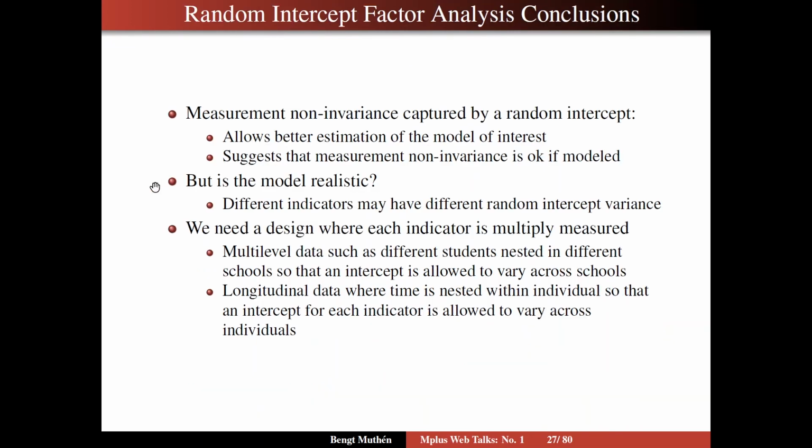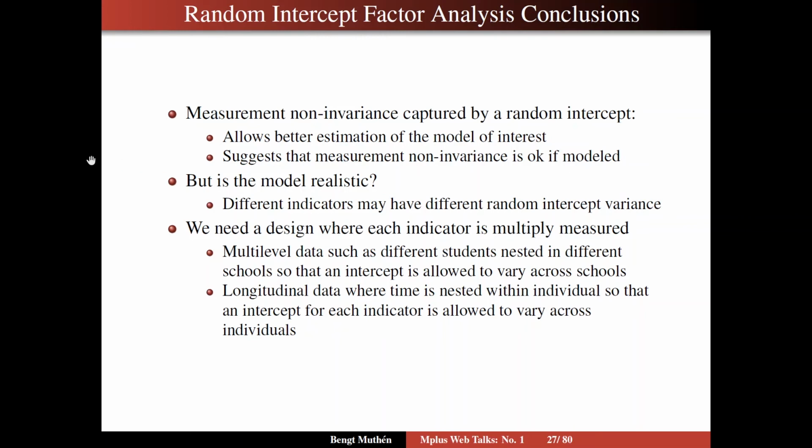So essentially then we're capturing measurement non-invariance by this random intercept. That is, the measurement qualities, in this case the intercept, vary across individuals. So it should allow for better estimation of the model of interest, namely the factor loadings. And it suggests also that measurement non-invariance is okay if modeled.